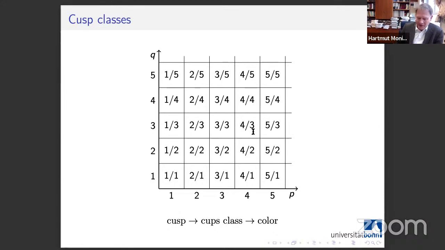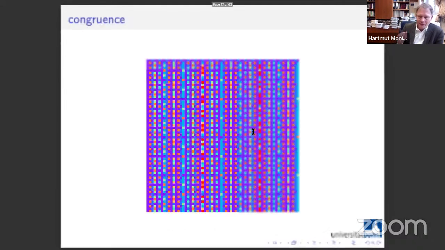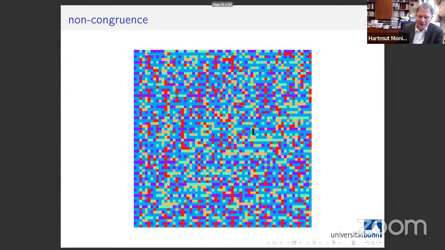So now if I do that for the congruent subgroup, I get a regular picture like this. It looks like a carpet, very regular. Now, in the other case, I get a picture like this, which looks more or less completely random. So I wanted to explain this again, so that you can actually see this difference between congruent and non-congruent subgroups.